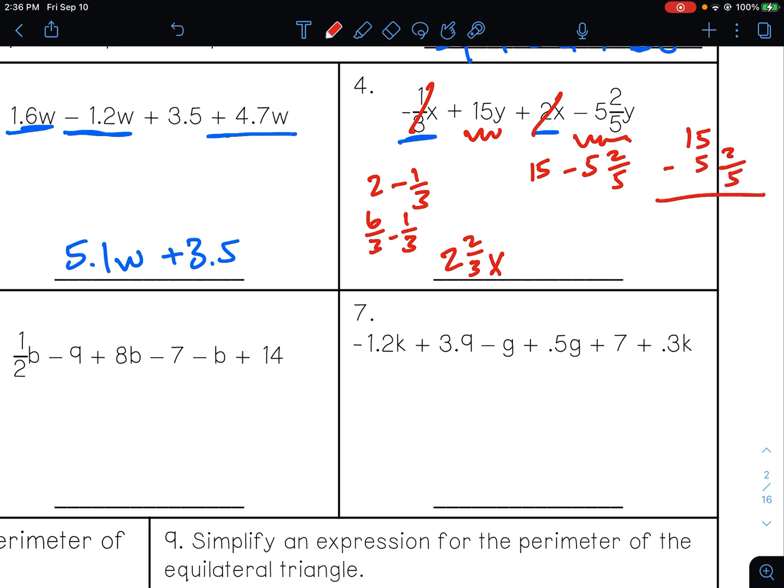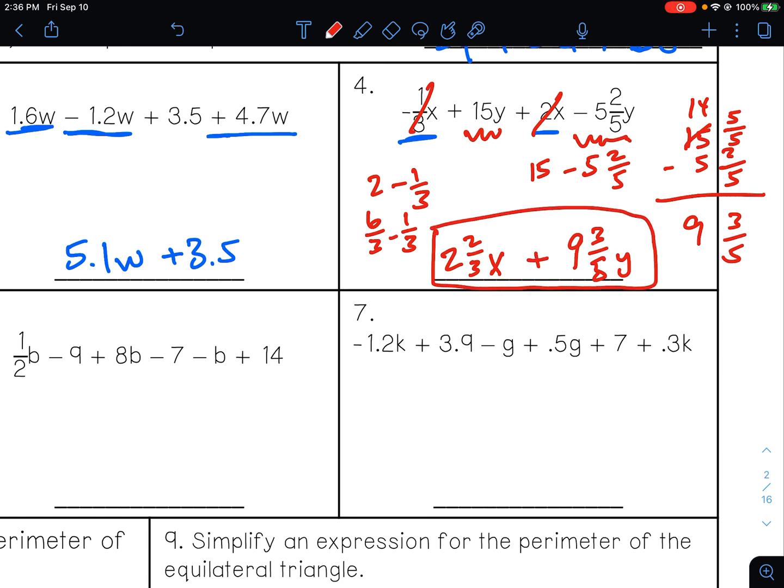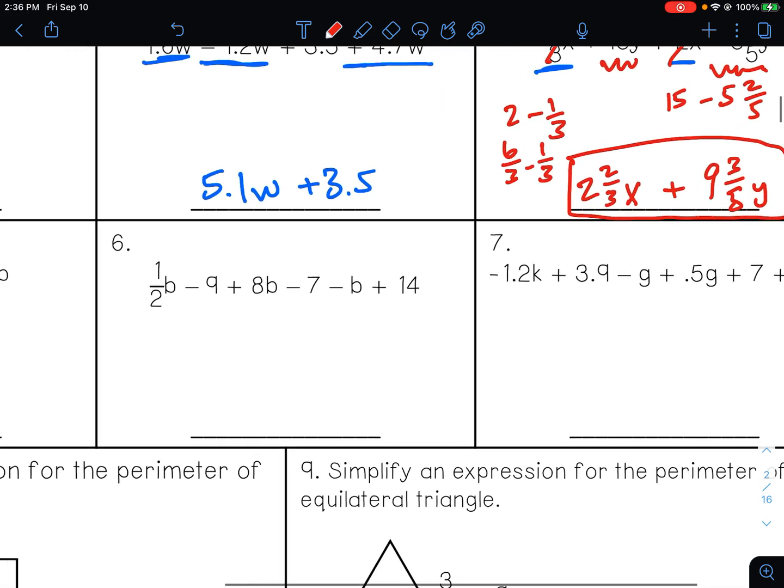All right, let's do some subtraction. Well, I'm going to borrow from this. I'm going to have 14, and that gives me 14 and 5 fifths. 5 fifths minus 2 fifths is 3 fifths. 14 minus 5 is 9. So, 9 and 3 fifths y. And it is positive, so that's my answer. That one's a rough one. Let's go to the next one.